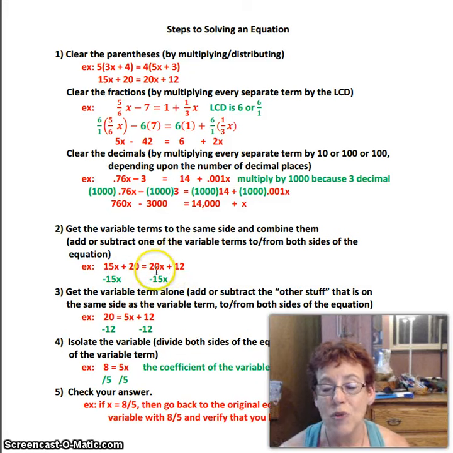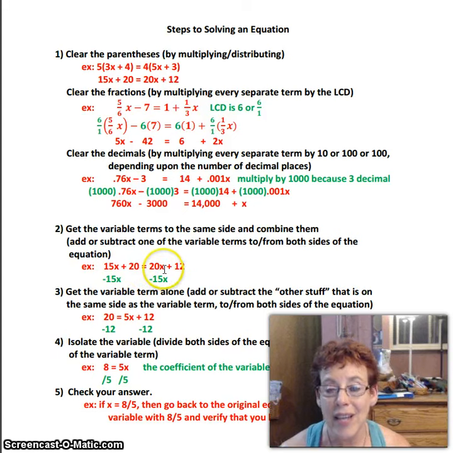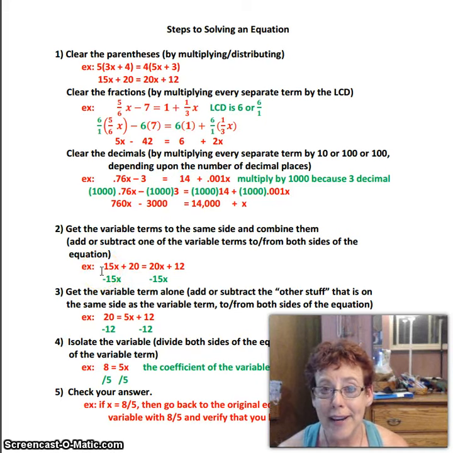You could have chosen to subtract 20x from both sides. That would work too. The only thing then is that we would wind up with a negative number on the left side, which is fine if you're not scared of negative numbers and you don't lose your negative sign. But trying to keep things positive makes it a little easier also.